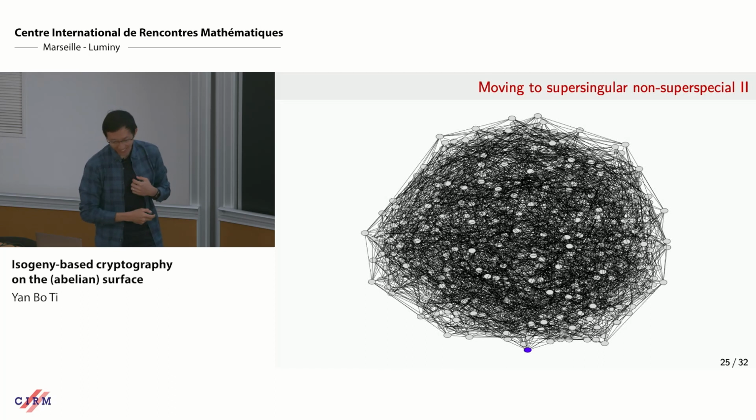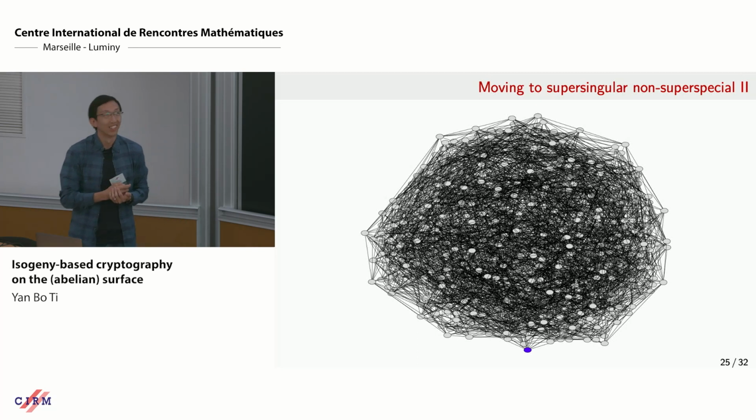Oh yeah, by the way, I've forgotten, this is another slide. So this is the supersingular non-superspecial graph, right? Again, this is the classic way you see this, but yeah, it looks messy enough. So maybe it's good enough. But more cryptanalysis needs to be done, of course.